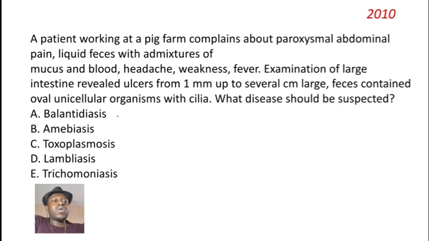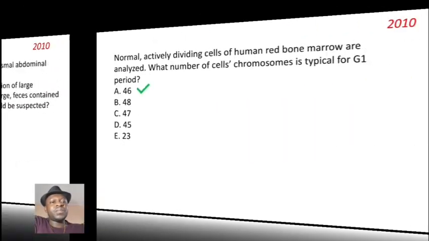So I told you about pigs, right? I said pigs are associated with Balantidium coli. And I said Balantidium coli is the only ciliated protozoa. So the disease is balantidiasis. And the keywords here you just need to know are pig farm and unicellular organisms with cilia. So Balantidium coli is the answer.